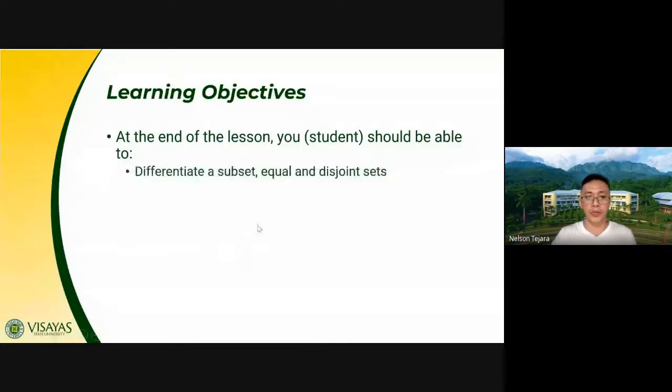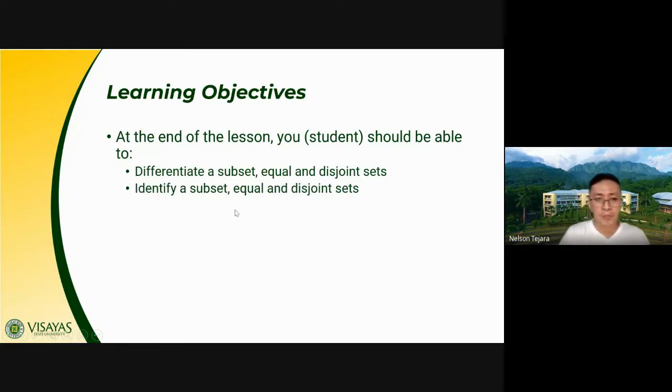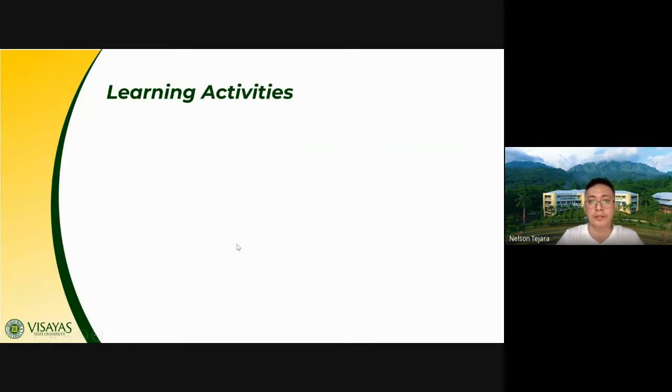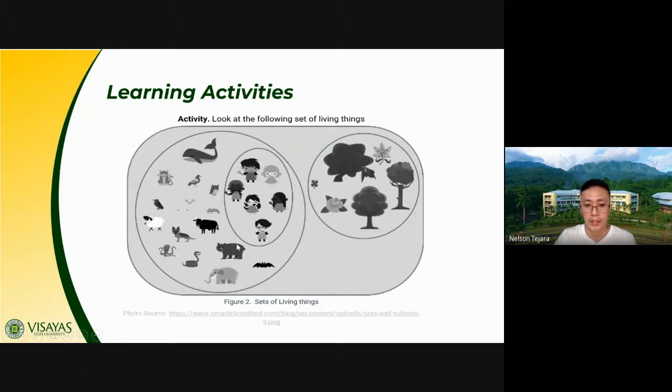You should be able to differentiate subset, equal, and disjoint sets. But I guess the word itself will tell you what these sets are. Like equal sets, we could somehow infer that the two sets are equal, they contain the same elements. Then, class, you should be able to identify whether a given set is a subset, equal set, or disjoint set. Now I want you to take a look at this illustration.